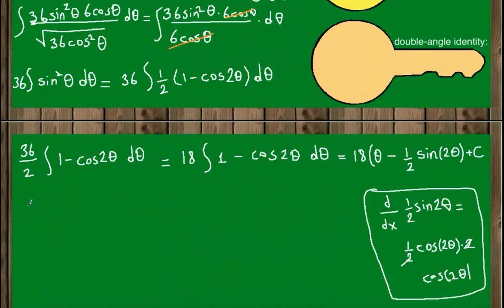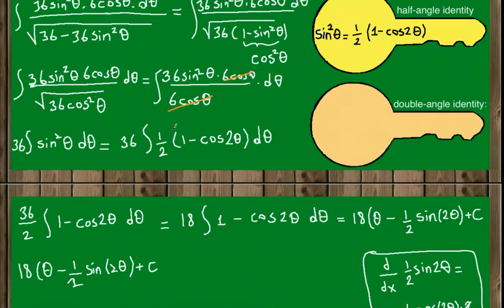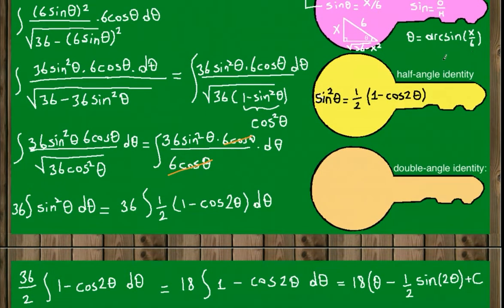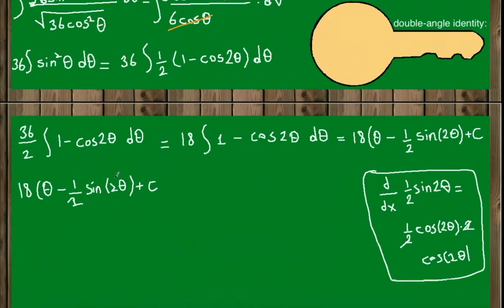Okay, so let's clean up. 18 times theta minus 1/2 times sine of 2 theta plus c. Here we know what theta is, what we did at the beginning. We solved for theta, but we don't know sine 2 theta, so we have to rewrite this.